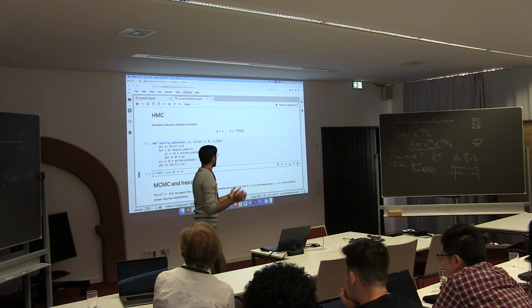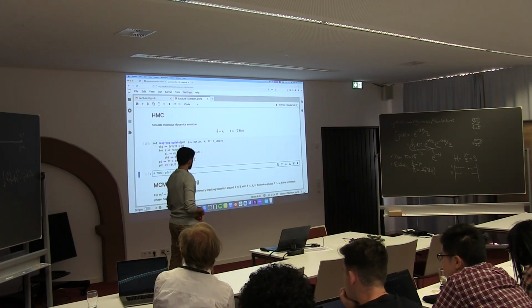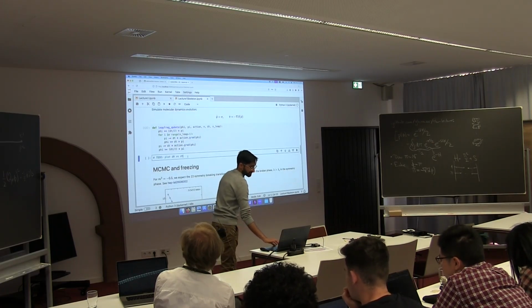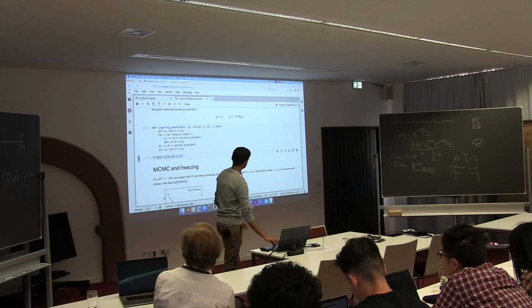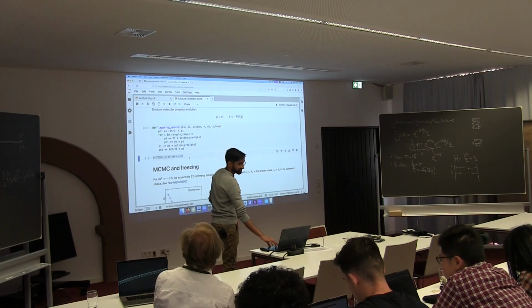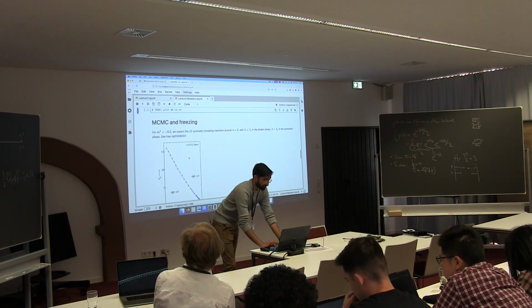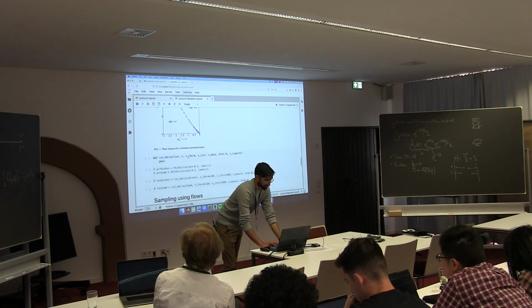OK, so why all this fuss? I'm going to skip looking carefully at the analysis of how that integrator performs versus another integrator. This is something that you could explore if you're interested in. What we can do with this is now actually draw samples.